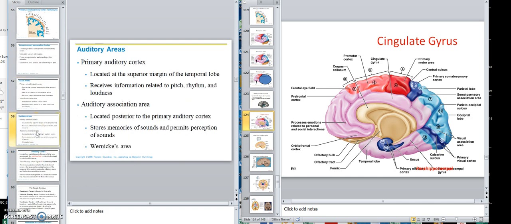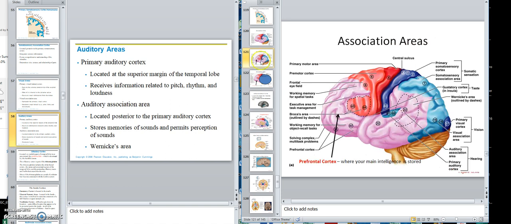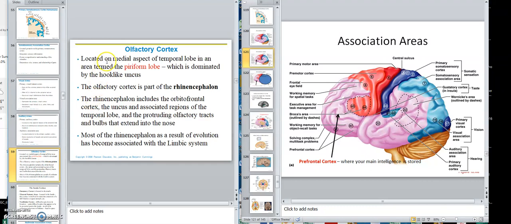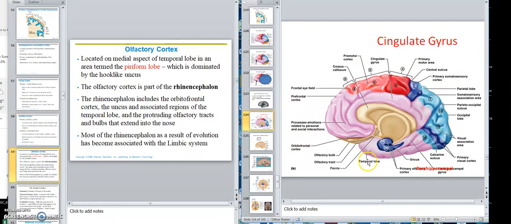All right. Primary auditory areas. Okay, let's go back. Auditory is out here. Then you have a primary auditory area, and then surrounding it, what did you hear? What did you interpret? Auditory association areas. Then you've got the olfactory cortex, located on the medial side of the temporal lobe. It's also called the rhinencephalon. Rhinencephalon, temporal lobe.